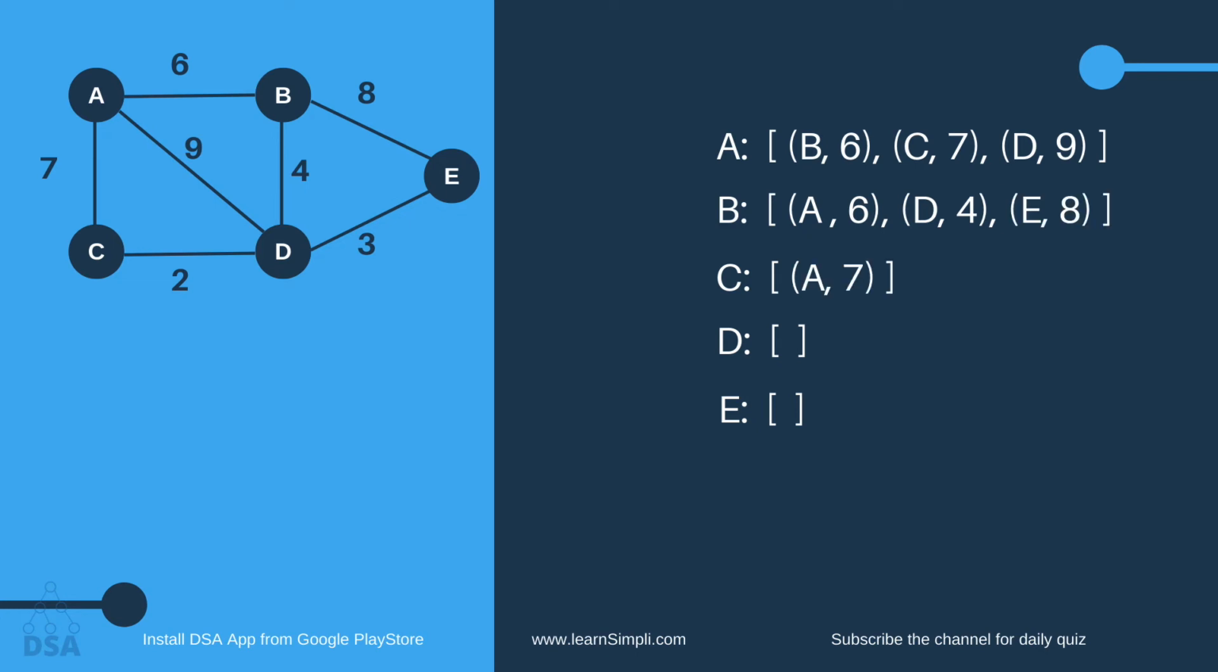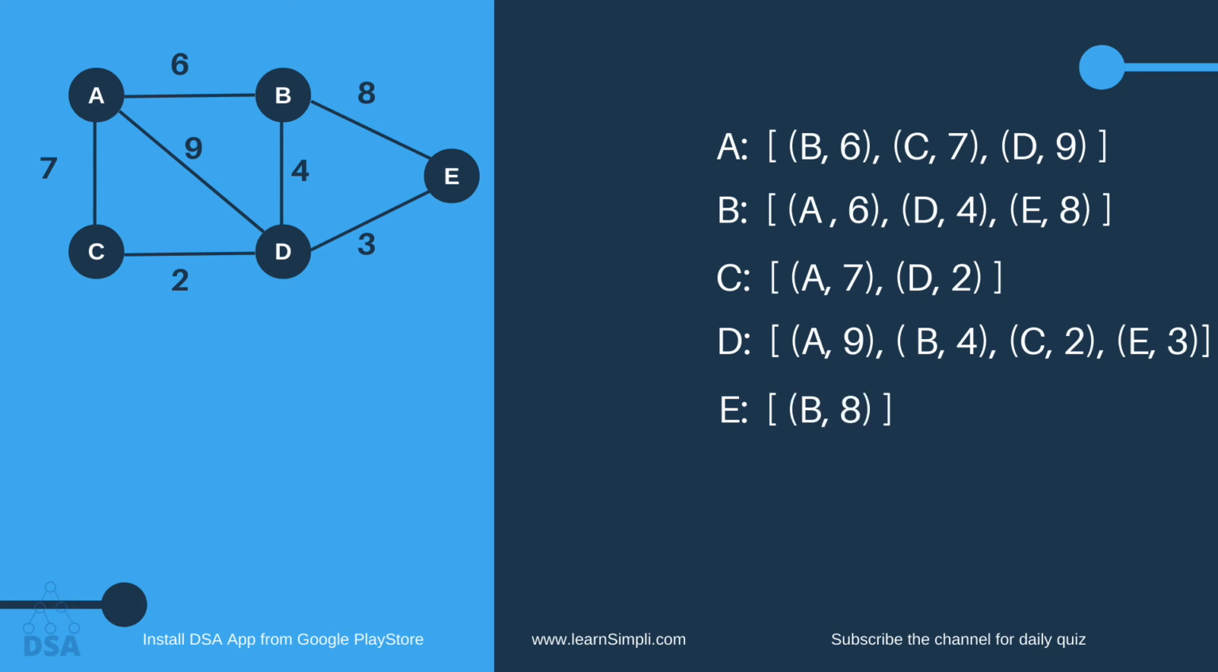C is adjacent to A with cost 7. C is adjacent to D, cost is 2. D is adjacent to A, cost is 9. Adjacent to B, cost is 4. Adjacent to C, cost is 2. Adjacent to E, cost is 3. E is adjacent to B, cost is 8. Adjacent to D, cost is 3.